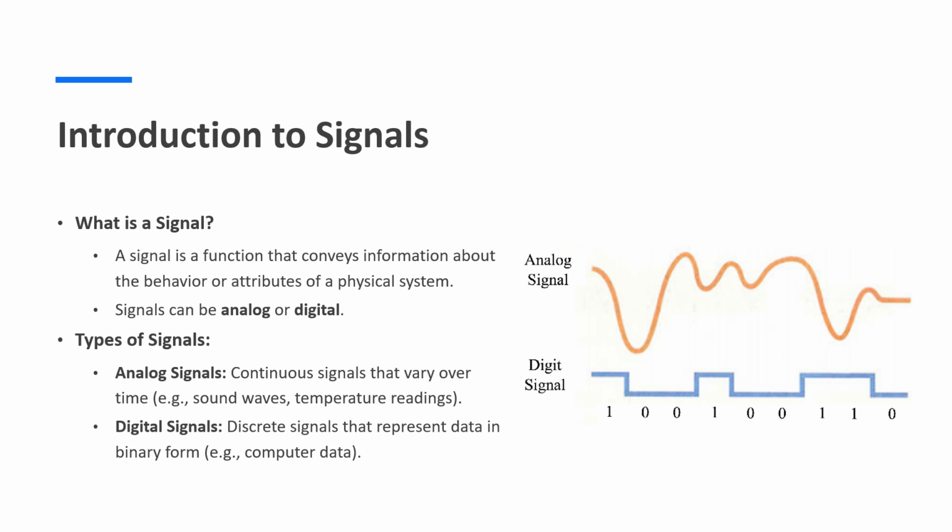Yeah, but digital signals, these are discrete signals that represent data in binary form, on and off, or zeros and ones. Example, I already gave you these examples. Computer data, digital clock, or signals in your smartphones. So on the right hand side, I gave you the pictorial view of analog and digital.